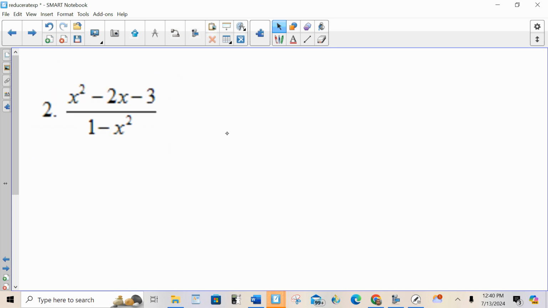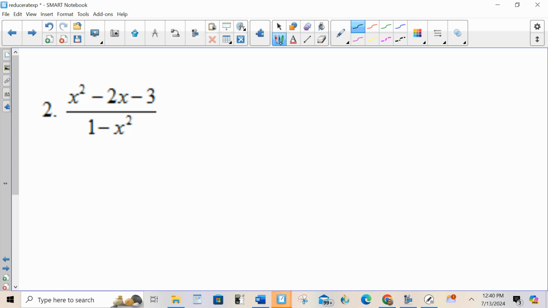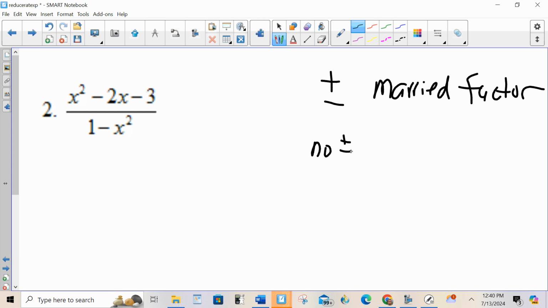So let's actually just talk about single terms and married terms. When someone gets married, they have a wedding ring. A plus or a minus sign is your wedding ring. So if there's a plus or a minus, I call it a married factor, and it can only cancel with an identical married factor. If there is no plus or minus, then it's a single factor and it can cancel with another single factor.